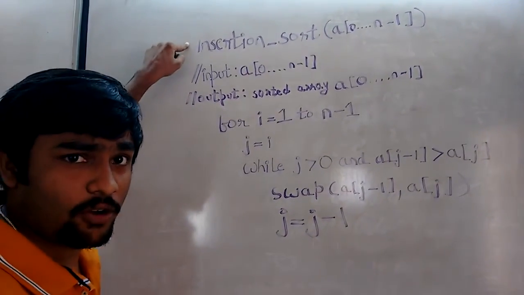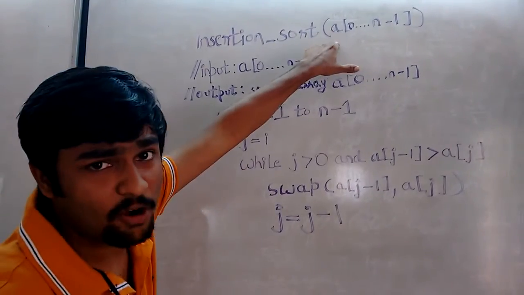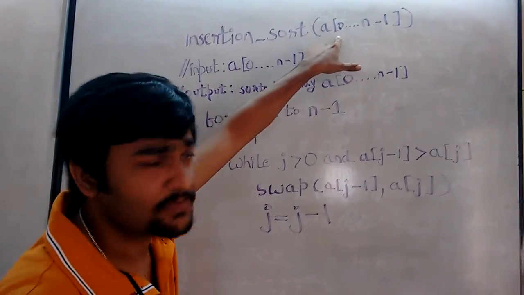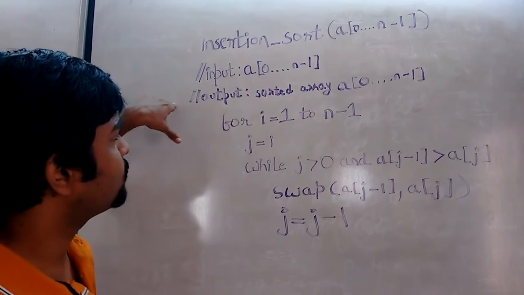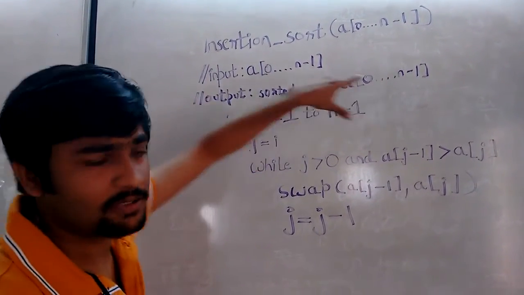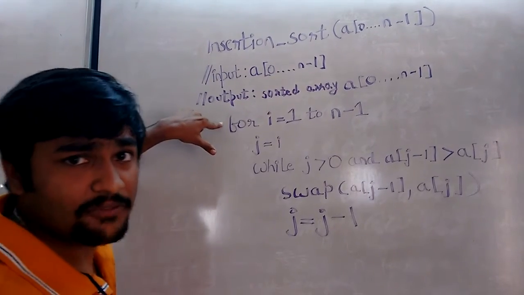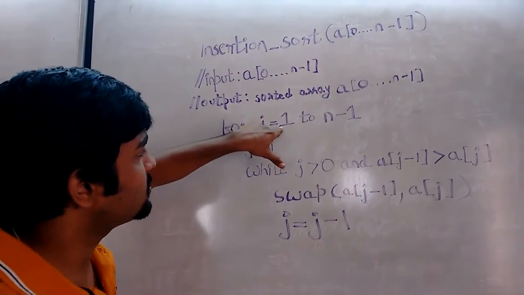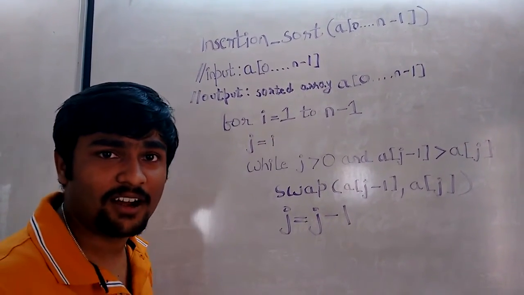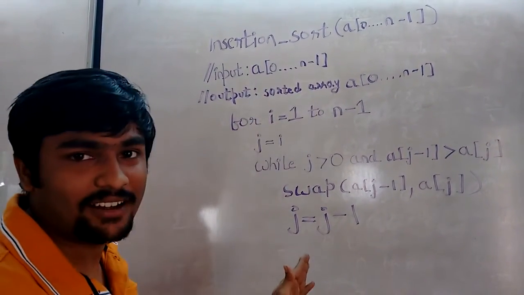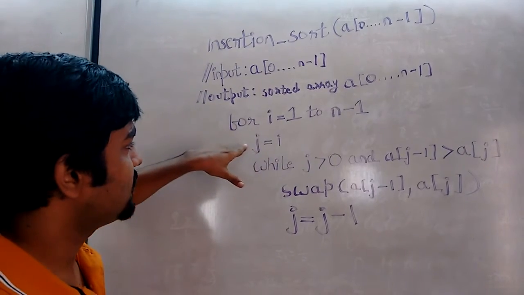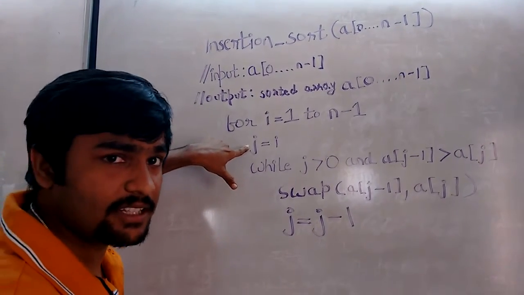Now we'll show you exactly, line by line, how the algorithm works. We have this function insertion sort, which has an input array of numbers, indexed from 0 to n minus 1, and the output is a sorted array 0 to n minus 1. Let's see the first line. The first line says from i equals 1 to n minus 1. Like I explained with the cards, you start with the second card, and you assign that to j. j is equal to i.